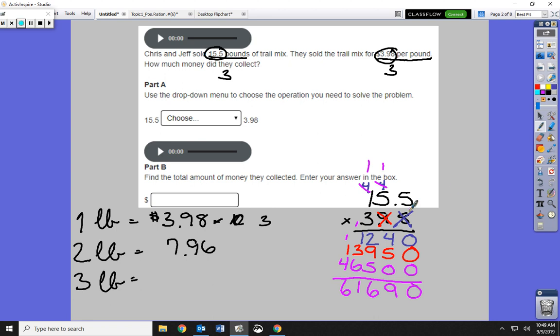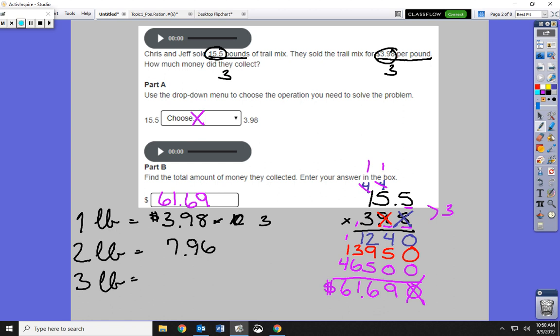I need to move that decimal. So I have 1 decimal place here, 2 here. 1 and 2 gives me 3 decimal places over. So 1, 2, and 3. I don't need this 0 because we're talking about money, so we can drop that number in the thousands place. So I go $61.69, and I use the operation of multiplication.